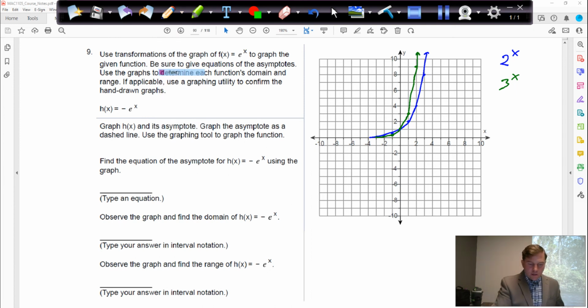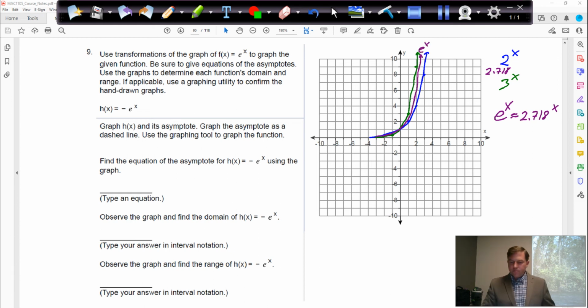e to the x is the same as 2.718 to the x, approximately. So notice 2.718 is right in between these two. A little closer to 3 than the 2, but it's going to be in between those two curves. So it's actually going to be sandwiched in between these two, cross through the same point 0, 1, go up like this. So this would be e to the x. Very similar curve. It's just going to be in between those two.